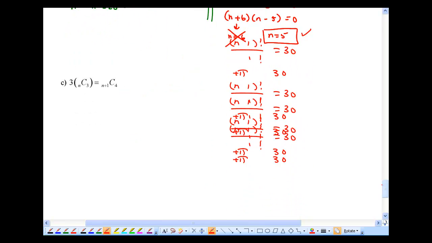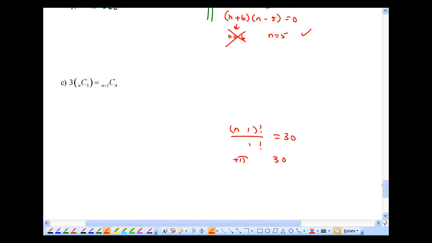Alright, last one's a little bit different because I got 3 in front. So let's ignore the 3 for now and just do the same things, okay? So 3, and then n factorial over 3 factorial times n minus 3 factorial. Over here on this side you have n plus 1 factorial over 4 factorial times n plus 1 minus 4, so that's just n minus 3 factorial. Okay? Kind of combined a step there.